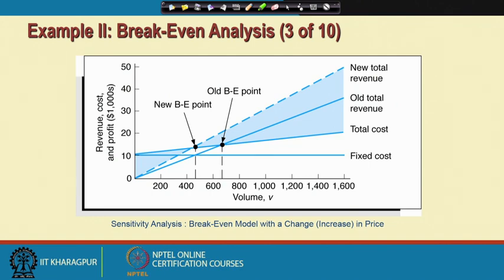So, now the break even point will be different. That means this is a typical example of what we call sensitivity analysis. Keeping other things constant, if price changes here, then the break even situation will change. Here we are allowing an increase in price, and then we are checking what the break even position is.